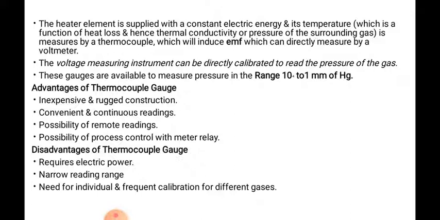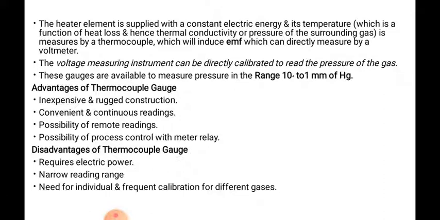Now what are the advantages and limitations of the thermocouple gauge? Inexpensive and rugged construction, means we can say a rugged or compact structure. Convenience and continuous reading, it will give readings that are very convenient for the measurement, and it gives continuous reading, possibly for remote reading. Then the possibility of process control with meter relay.